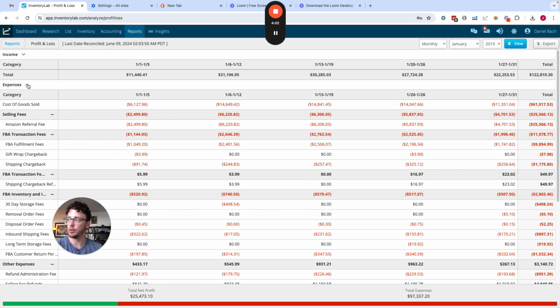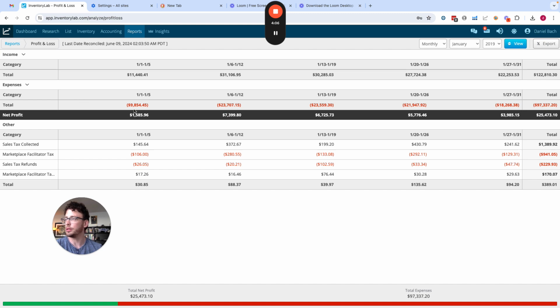Now, the loss portion is under expenses. You can see, for example, that in the first week of January, or the first 5 to 6 days or so, we had an $11,000 net after returns income, and then we had expenses equaling $9,854.45. So the net profit was $1,585.96. That's interesting, because relative to the other weeks, the net profit was much larger. Anyways, a profit and loss statement refers to your net profit, your income, and then the loss portion of it refers to any expenses that you might have had, which is seen here in red.